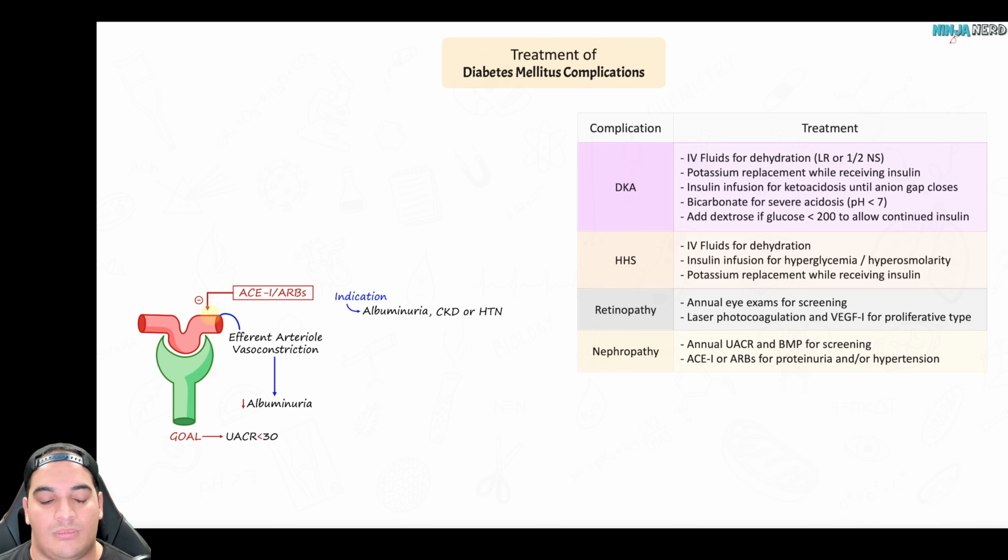All right? The goal that you're trying to do here is you're trying to make sure they're not dumping enough protein into the urine. So the goal is to get that urine albumin creatinine ratio less than 30. You don't want it from 30 to 300. You definitely don't want it greater than 300.